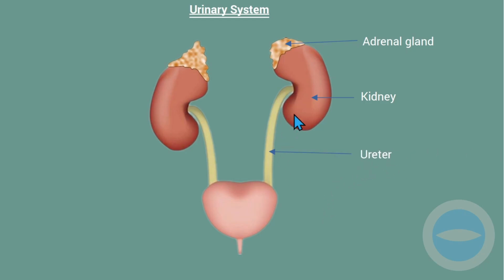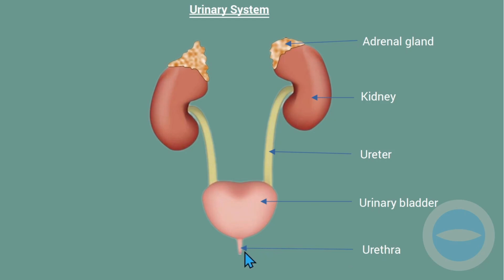The ureter is the one that takes urine from the kidney to the bladder. So it transports urine from the kidney to the bladder. Another part is the urinary bladder. The function of the urinary bladder is to store urine until we take it out, so it stores urine temporarily. And then the last part is the urethra.